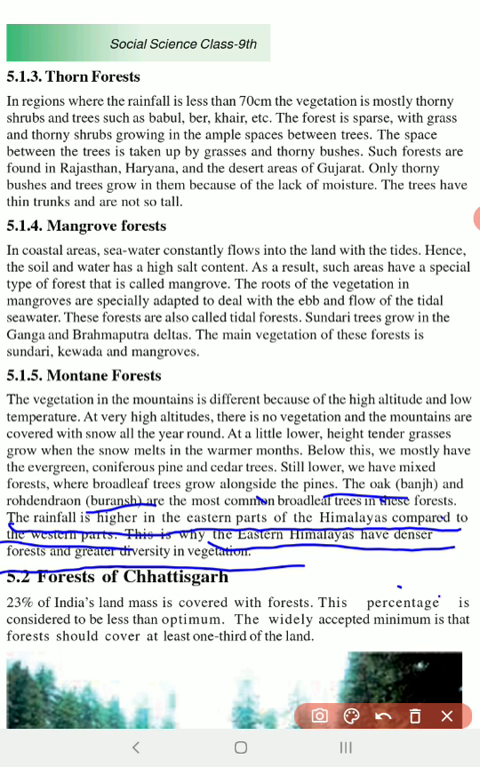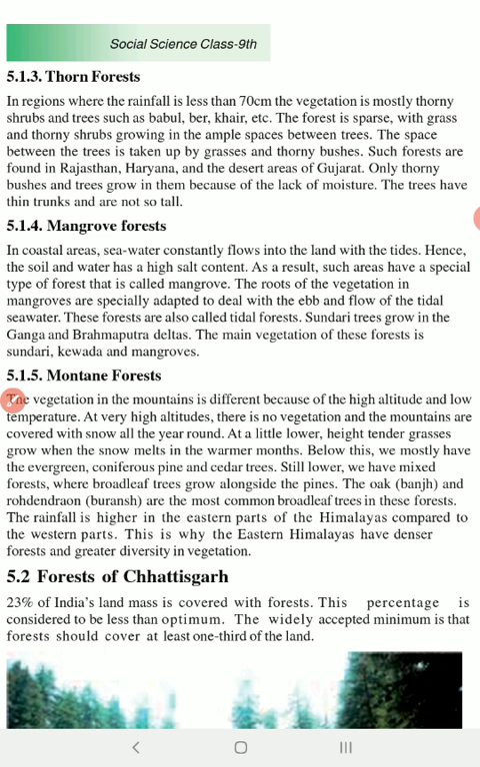Okay, so with that we complete the types of forest based on the classification of vegetation. Okay, then we'll move on to the forests of Chhattisgarh in the next section.